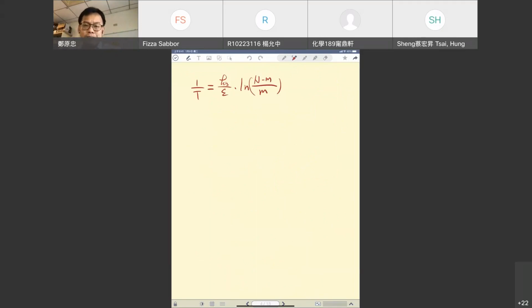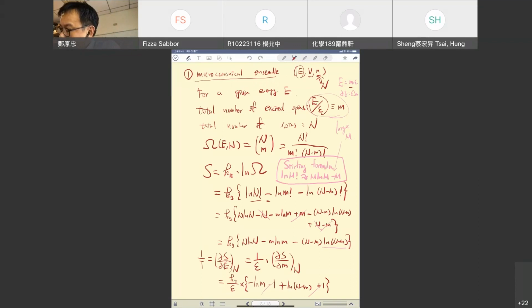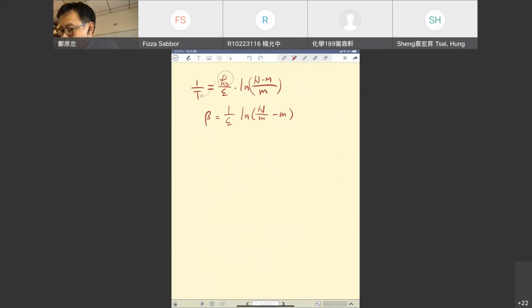Not very difficult to calculate, actually. So I will put this kB T here, kB here to become kBT, and 1 over kBT will be beta. So beta equals 1 over epsilon. Then you have a natural log of (N minus M) over M. And let's go back here. M is actually related to epsilon and your total energy E. I want to change this back to energy. Let's do this first. So you have this, then you have beta epsilon.